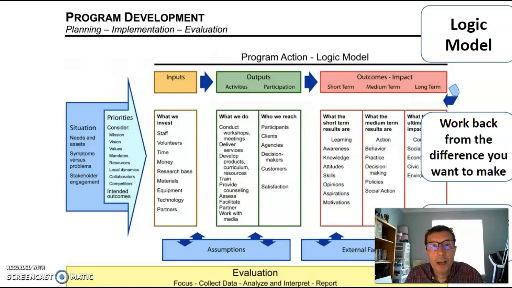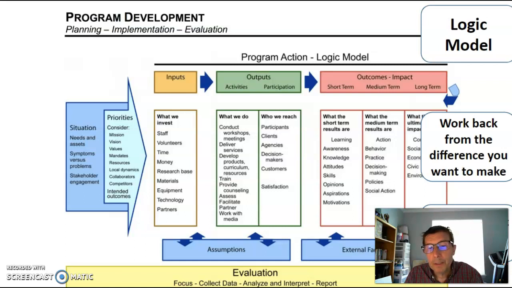Here's an example of a logic model. The way the logic model works is you start out on the right side of the screen at your long-term outcomes and your impacts, and you work backwards from that to determine what are the inputs needed to accomplish these particular outcomes. I find the logic model very useful. I've used it for years.